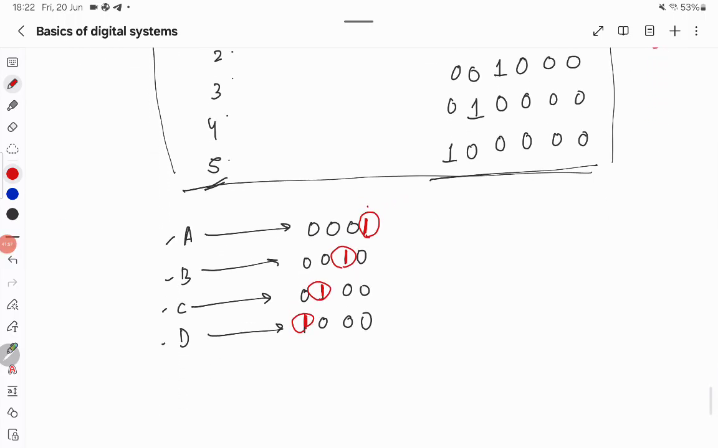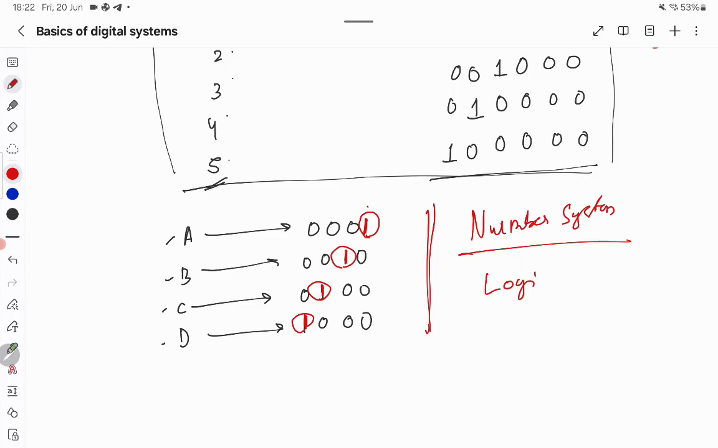So this was the end of the number systems. Then we will study logic gates and K-maps, which are really important for all of our digital questions.